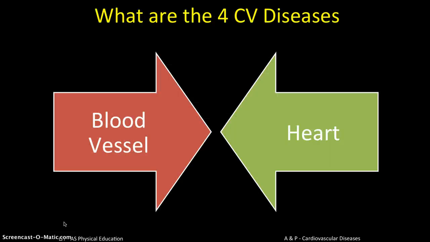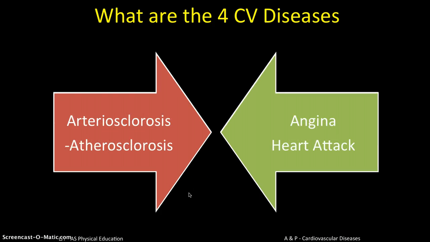So there are actually four diseases that you need to know about, two related to blood vessels, and two related more specifically to the heart, but all collectively to do with providing the myocardium with oxygen. The two blood vessel diseases are arteriosclerosis and atherosclerosis, and the two heart-specific diseases are angina and heart attack.